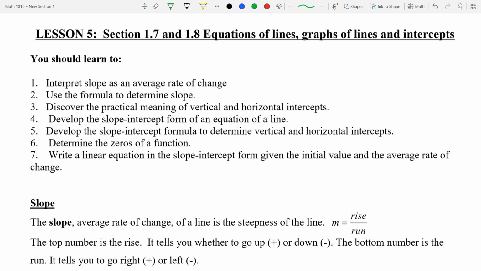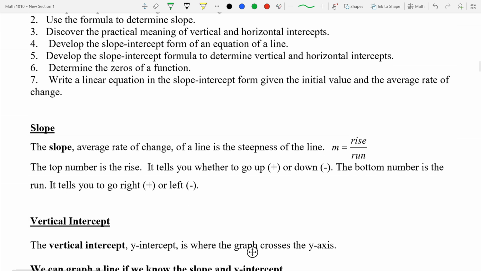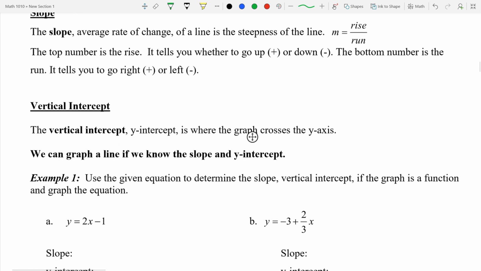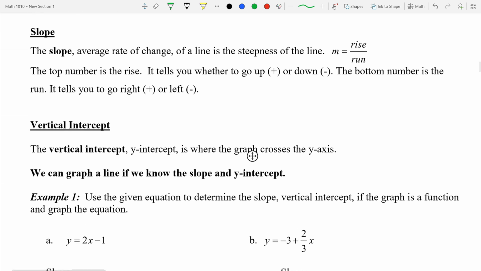So you guys, we're going to be doing all these lines and slope and all this business for a while, which I think is good news because it's pretty straightforward and you've done it for a while. So let's talk about slope. Remember we talked about last time that slope is just the steepness of a line.